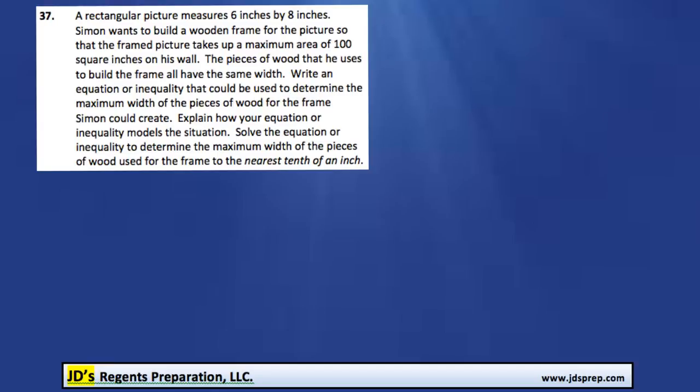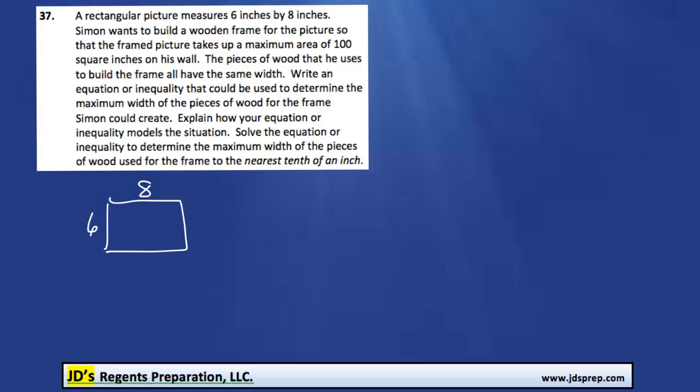This is problem number 37, the last one from the August 2015 Algebra Regents exam. This question is pretty involved, but it's helpful to visualize what's happening. So we've got a rectangular picture that's 6 inches by 8 inches. Let's just draw this out roughly here. Let's say that this is 6 inches and this is 8.